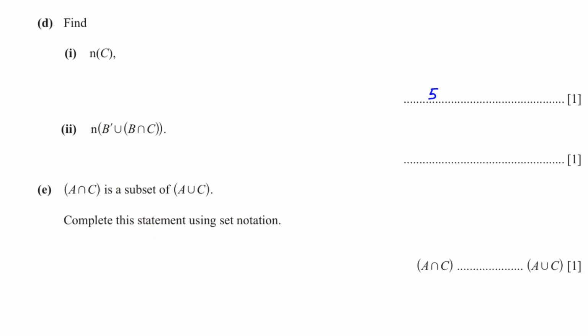Next question. A intersection C is a subset of A union C. Complete this statement using set notation. A intersection C, subset is written as ⊂ like that. So A intersection C is a subset of A union C.